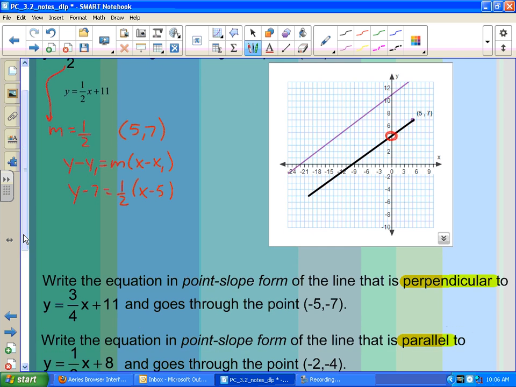Okay, let's keep going because we want to practice going into slope intercept. Somebody take me to slope intercept. What's it going to look like? Oh, I got fractions. What are we going to do here? Okay, we're going to distribute. Bobby says we're going to distribute. So now this looks like y minus 7 equals 1/2 x minus 5 halves. Okay. Now what?